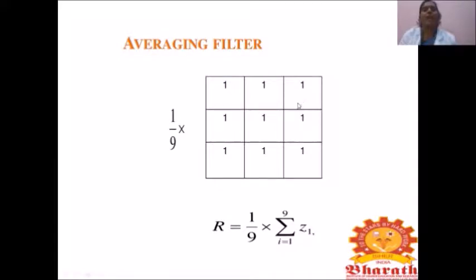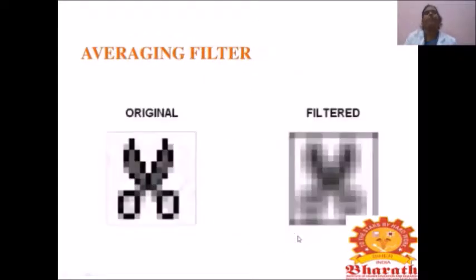We have to add all the cells and multiply by 1 divided by the count of all the cells. Here it is 9, so 1 by 9 into the mask. So R equals 1 by 9 times the summation of i from 1 to 9 of zi. This is an example of an average filter. This is the original image, and this is after performing the average filtering.